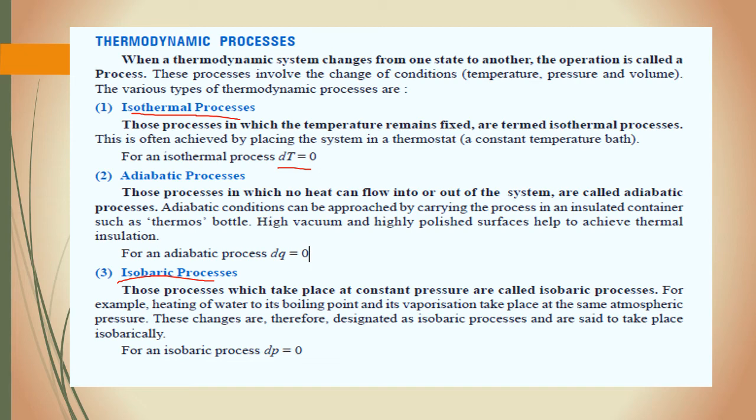Now we are going to talk about the isobaric process in detail. Isobaric processes are those where the pressure of a system remains constant throughout the period of change. For an isobaric process, the change in pressure equals 0. For example, a reaction that takes place in an open system at 1 atmospheric pressure is isobaric.